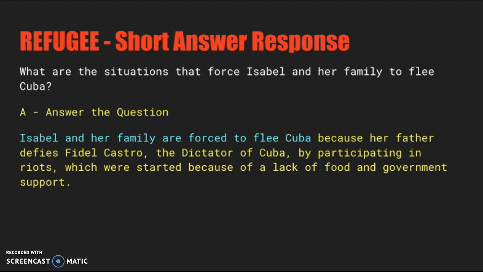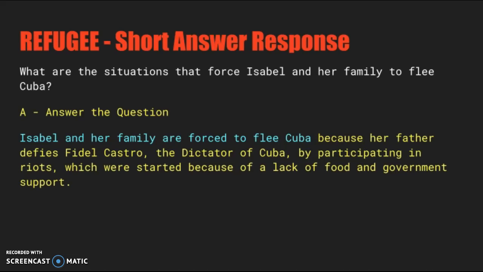Before I did this, I went ahead and looked through the book for some text evidence to make sure that I was getting on the right track with my answer, and we'll get to that text evidence in a minute. But I said that Isabel and her family are forced to flee Cuba because her father defies Fidel Castro, the dictator of Cuba, by participating in riots, which are started because of a lack of food and government support.